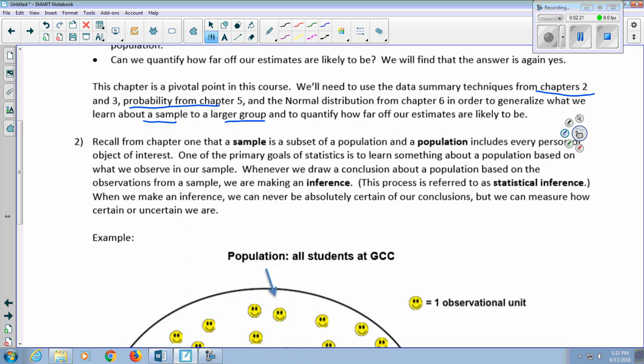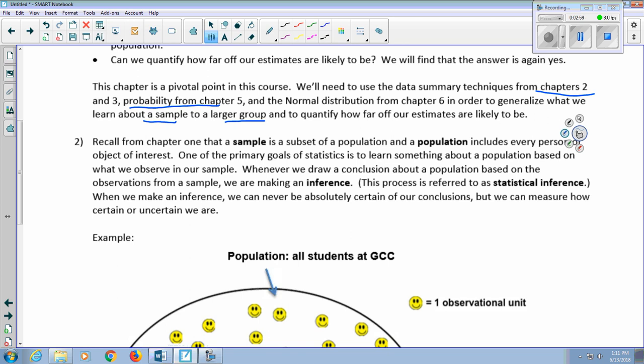Recall from Chapter 1 that a sample is a subset of our population, and the population includes every person or object of interest. One of the primary goals of statistics is to learn something about a population based on what we observe in our sample. Whenever we draw a conclusion about populations based on observations from a sample, we are making an inference. And so at this point in the course, we're starting to learn about statistical inference.